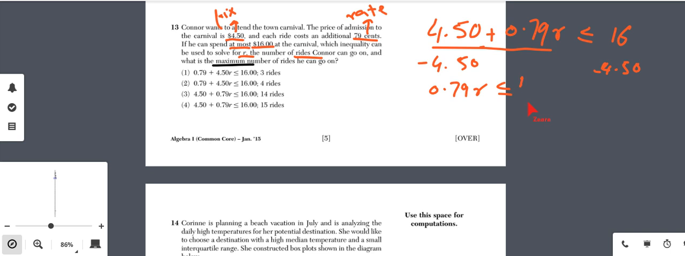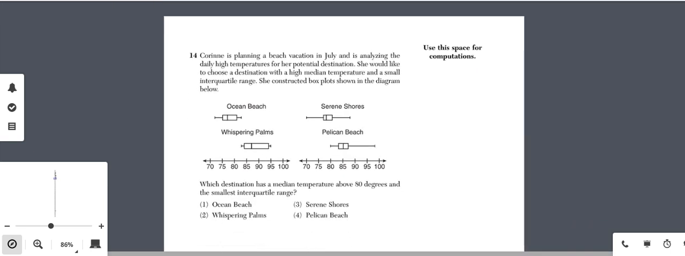It's 11.5. And now let's divide both of them by 0.79. I'm dividing it, and it is not changing, because I'm dividing by a positive number. Okay, so when I divide them, I will get 14.55, but the whole number would be 14. Okay, so answer 3 is the correct one. Let's move to the next one.